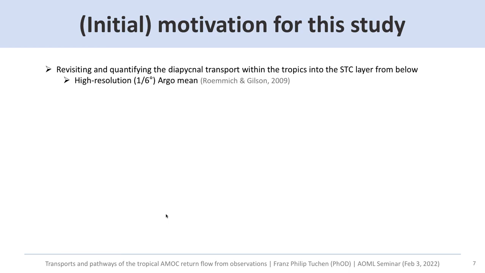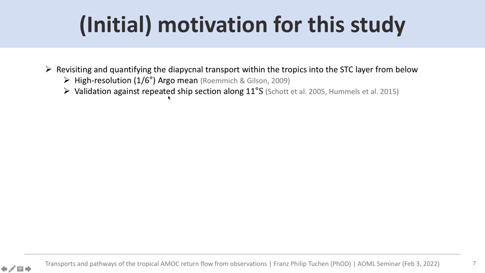Argo data. And what we're using now is an Argo mean field, just one mean field, also from Roemmich and Gilson, which is available on a 1/6 of a degree grid. So before it was always a 1 degree monthly varying field, but now they also provide a high resolution mean field. And the first thing, because we saw the 1 degree product had its problems with representing the western boundary circulation, was to validate this high resolution product against repeated section data at 11 South.